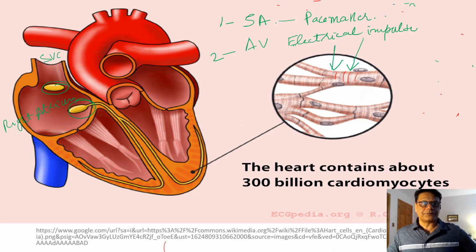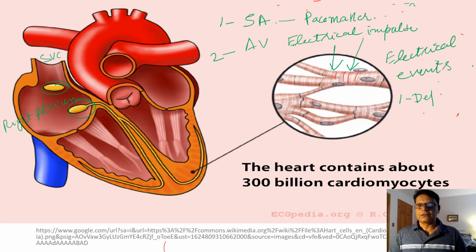And this action potential is related to the electrical events of the heart. It performs the electrical events of the heart. What are those electrical events? They are called depolarization, polarization, and repolarization. What is depolarization and repolarization?